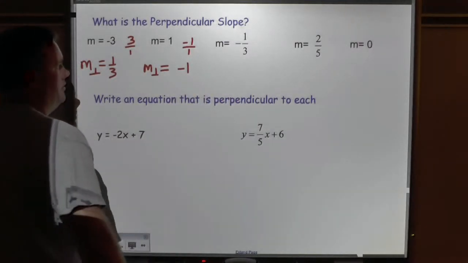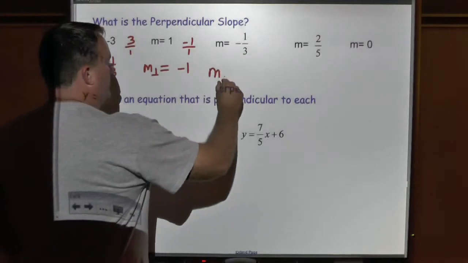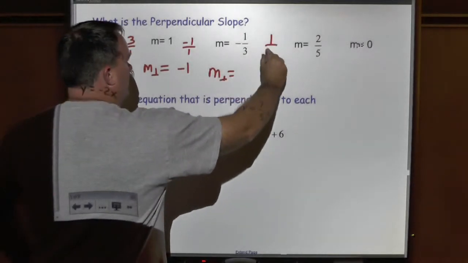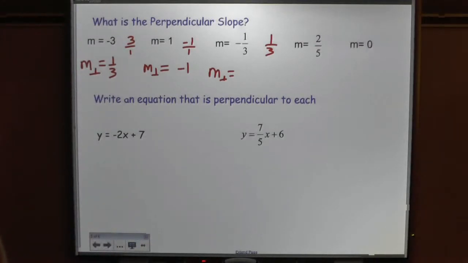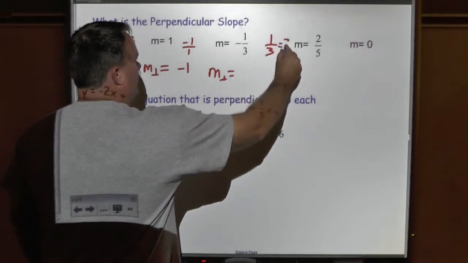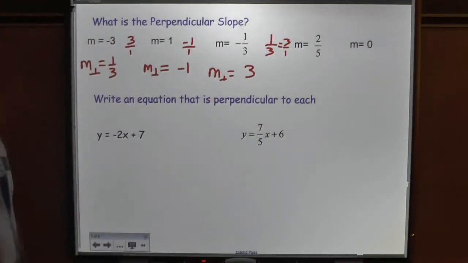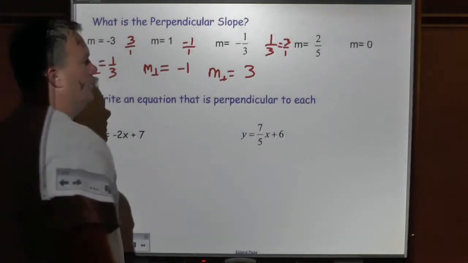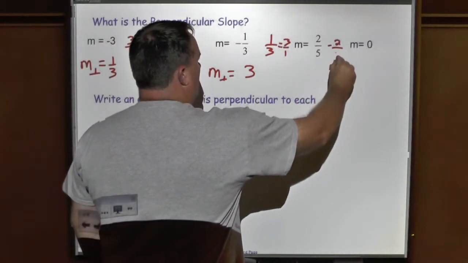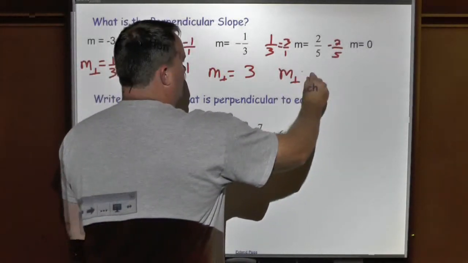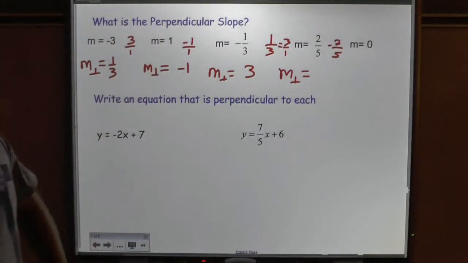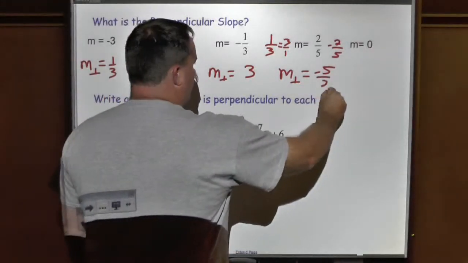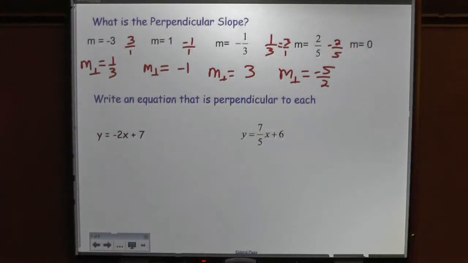Next one, m equals negative 1/3. Well, the perpendicular slope, again, opposite sign, so 1/3. Take the reciprocal of 1/3, you end up with 3 over 1, which is 3. So the opposite reciprocal of negative 1/3 is 3. 2/5. I think these are easier. The opposite of that is negative 2 over 5. I think fractions are a lot easier because all you have to do now is just take the reciprocal and you get negative 5 over 2. Remember, when it's a negative number, we always just put it in the numerator.